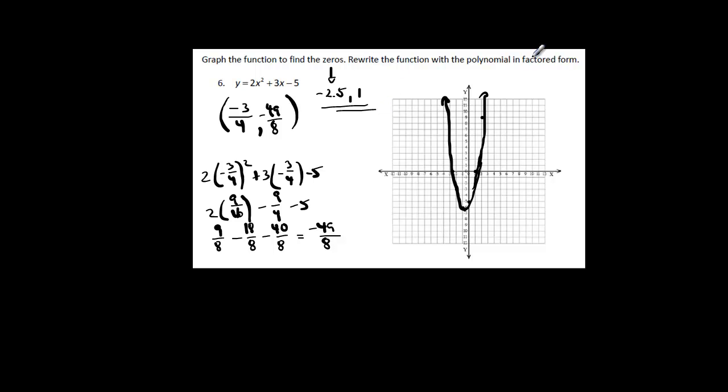And it said rewrite the function in factored form. Well, we get y equals 1 comes from x minus 1. Negative 2.5, remember, that's the same as negative 5 halves. So this is the coefficient of x. We change the sign, and then we put the 5 after it. So that would be the factored form here.